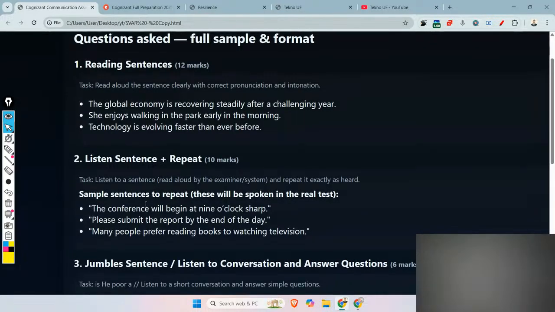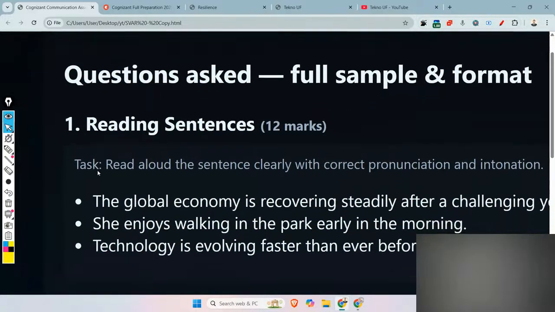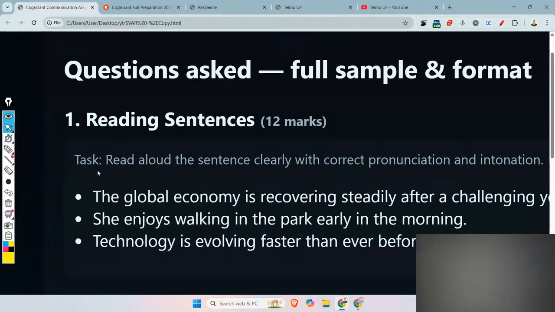So, and also let me discuss the pattern as well. The first section will always be reading sentence. Regardless of the company, these sections will be there. These are the updated patterns they have shared. That is, what happened last year and what's happening this year. I'm just going to compare those as well.